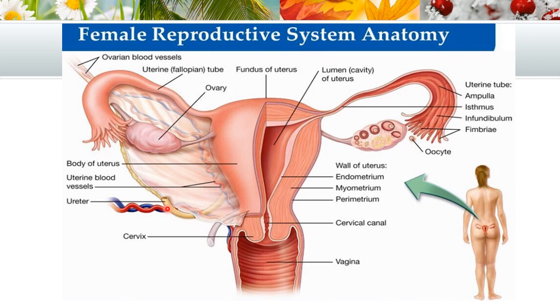So you can see here the close relationship of the ureter with the uterine artery, which is the blood supply to the uterus. So this is the passage of the ureter here.